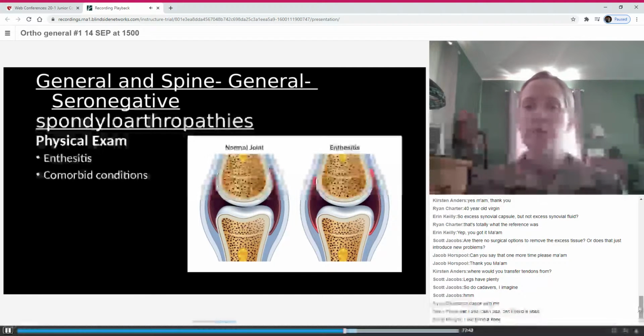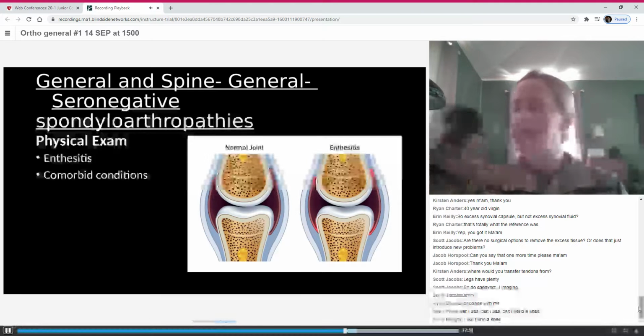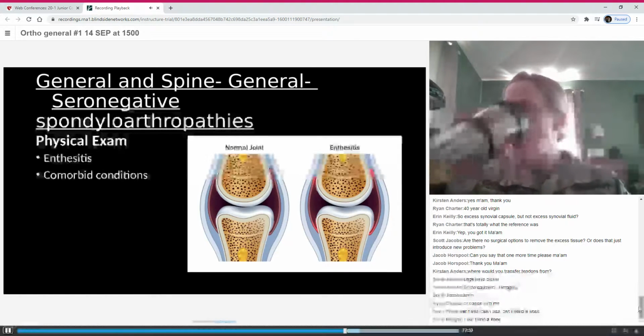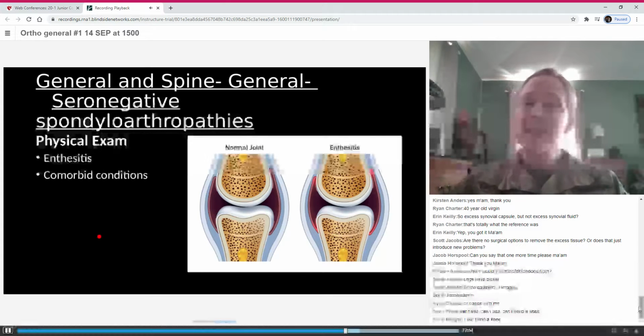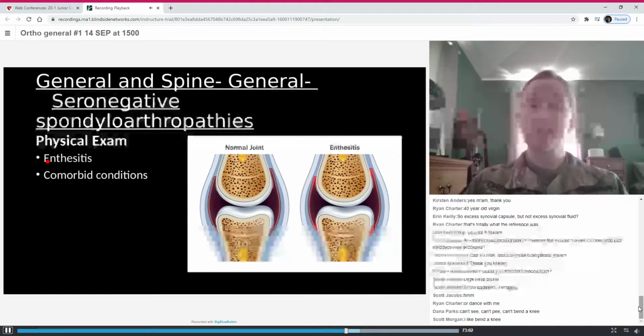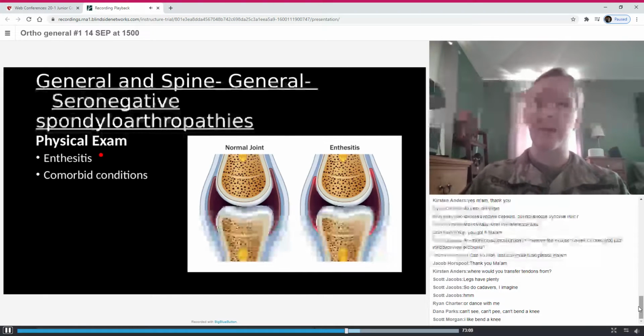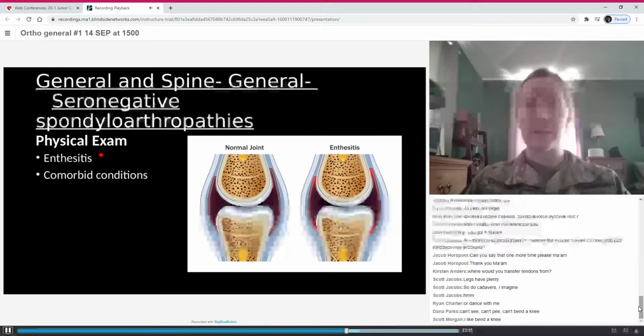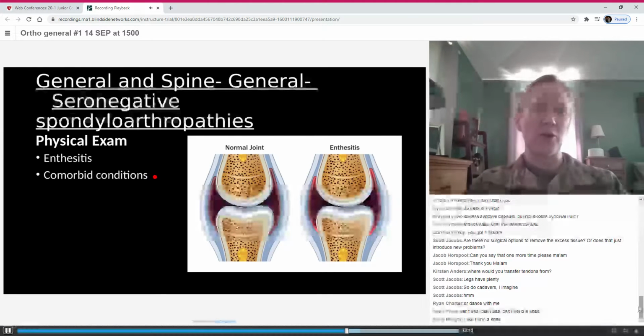So what additional things can we find on physical exam? Enthesitis is where tendon meets bone. It's kind of a weird version of tendinopathy, but that is something common among all of the seronegative spondyloarthropathies that goes outside of the back specifically. And then depending on which it is, they might have a comorbid condition.